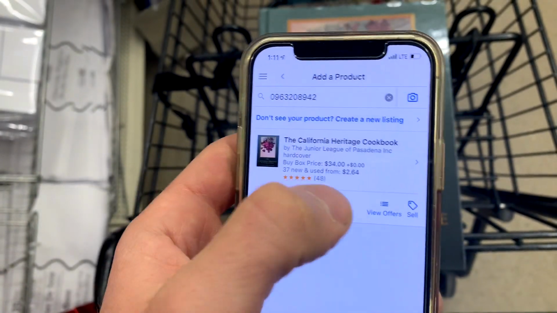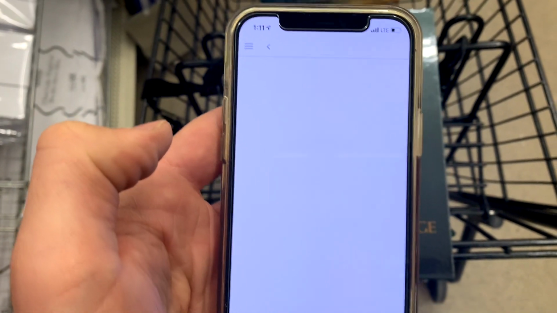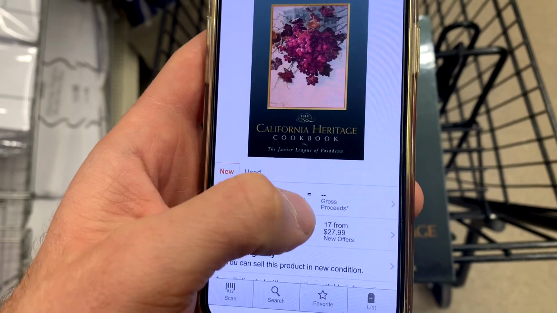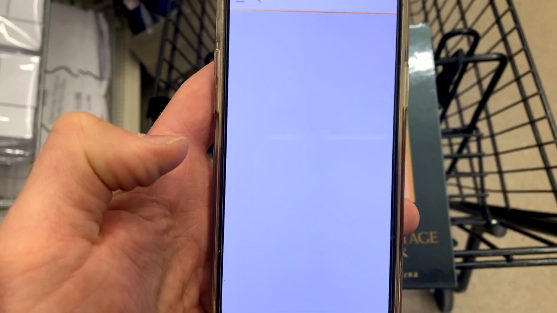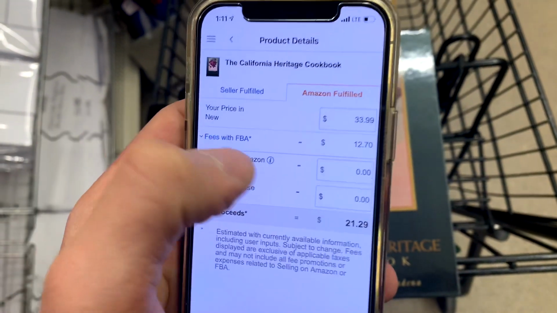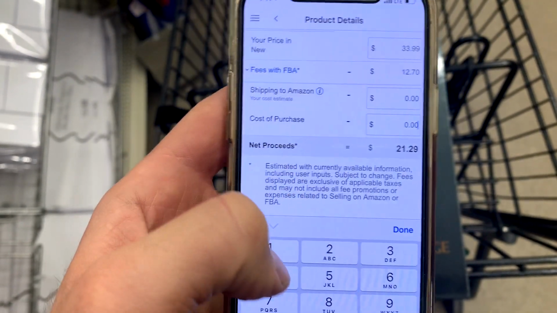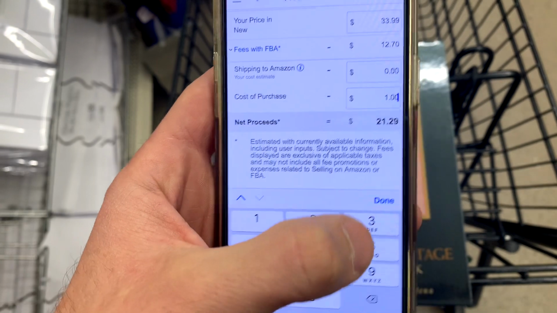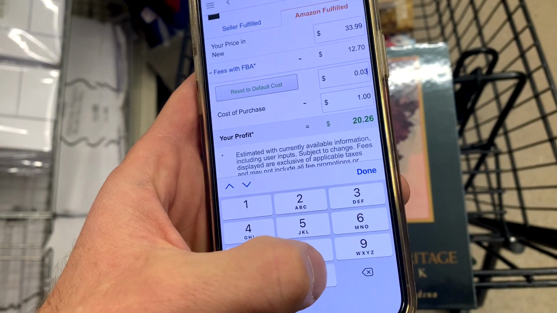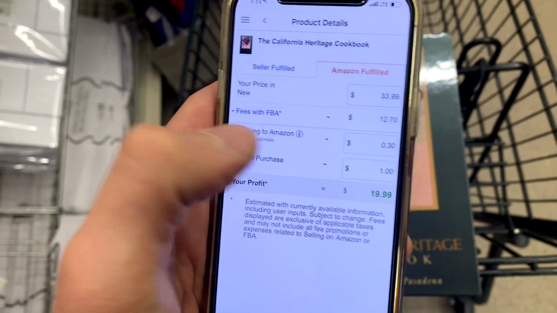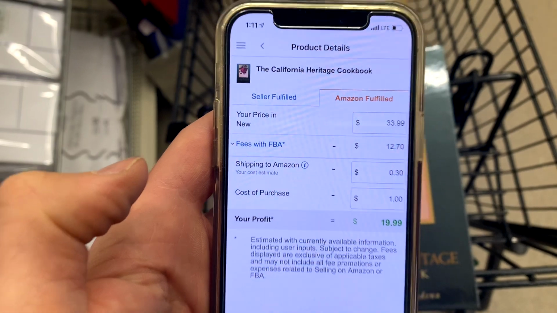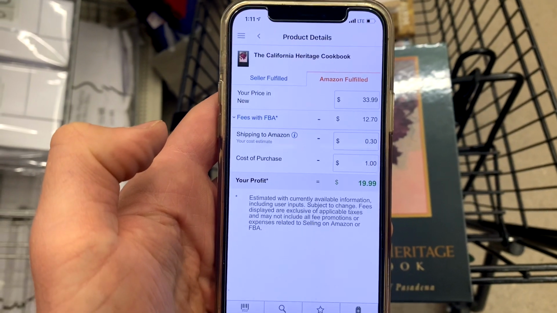So we go back and click on the product again. And then we click in this area so we can estimate our profit. It's Amazon fulfilled, and our cost will be $1. And shipping will cost about 30 cents per book. So we're looking at almost a $20 profit on this book. So that's a pretty good book. We're going to pick that one up.